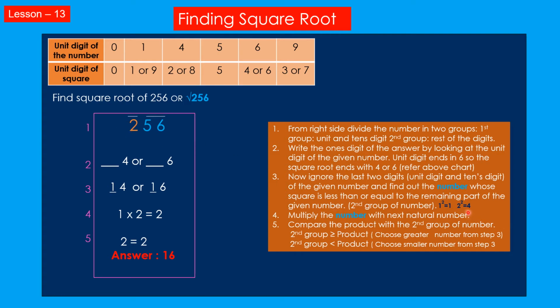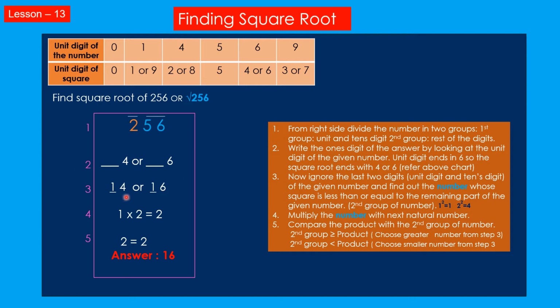We cannot take 2. Why? Because the square of 2 is 4, and 4 is more than the second group of number, that is 2. But we have to think of a number whose square is less than or equal to the remaining part of the given number. Third step over, step 4. Now we have to decide whether our answer is 14 or 16.